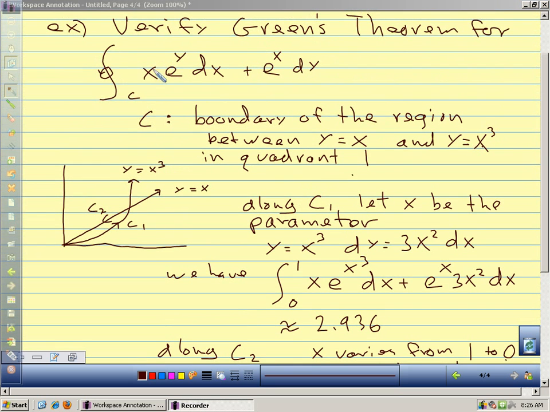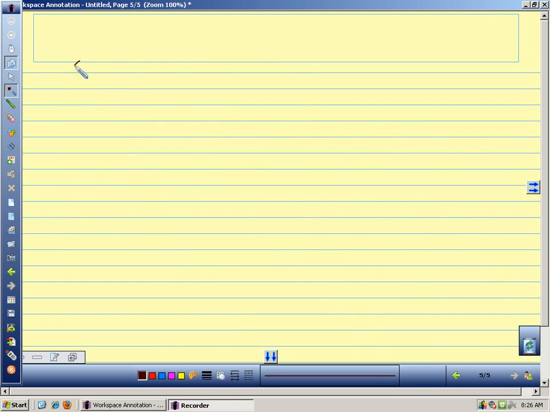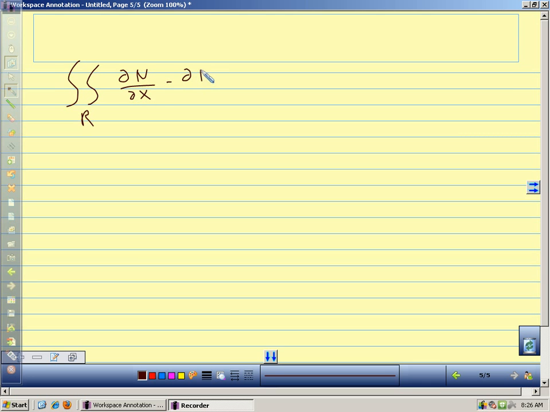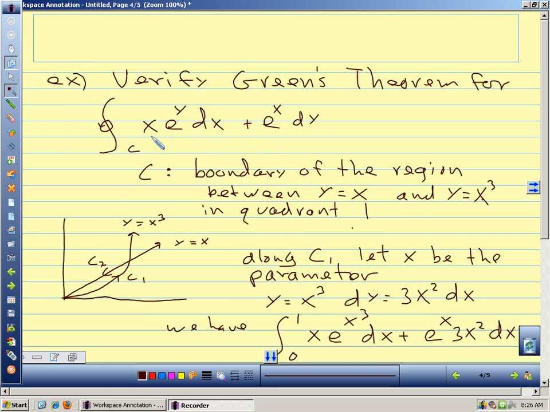Now we want to verify. We have the conditions for Green's theorem. We have these functions, a simple closed curve, and our region is bounded by the simple closed curve. So now we're going to apply Green's theorem. The double integral over R of the partial of n with respect to x minus the partial of m with respect to y. I'm just going back here really quick. This is m, and this is n for our vector field.